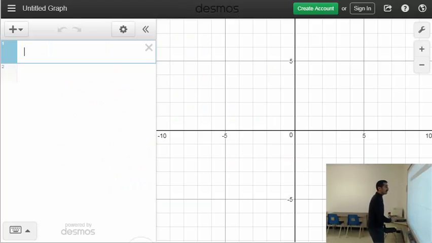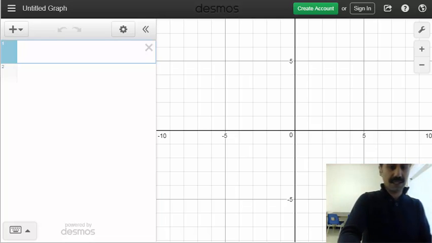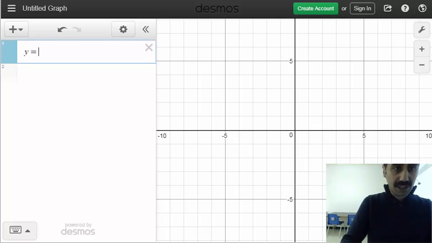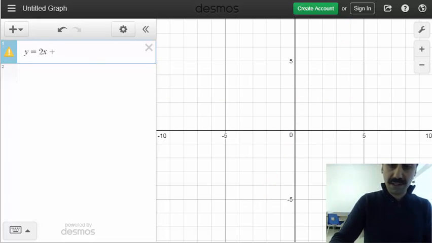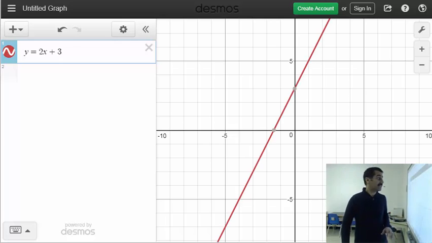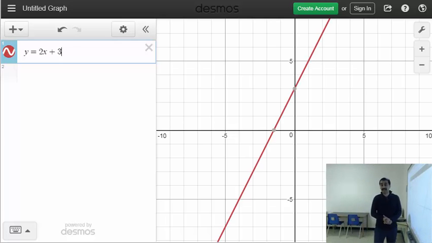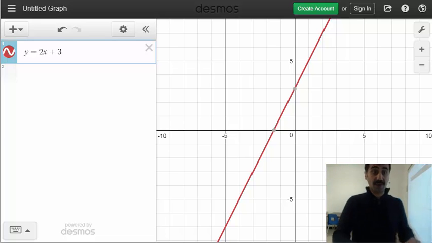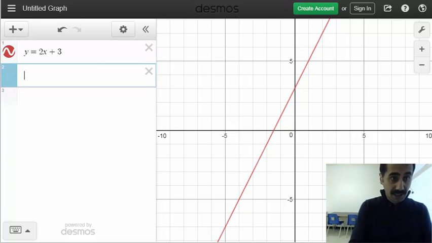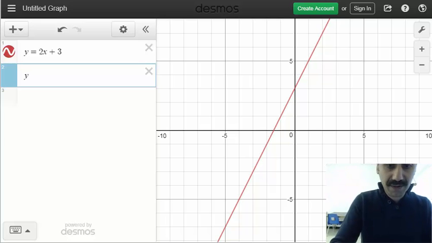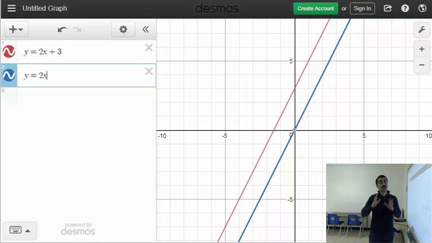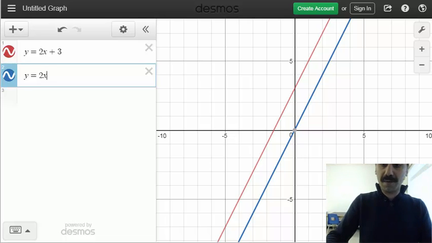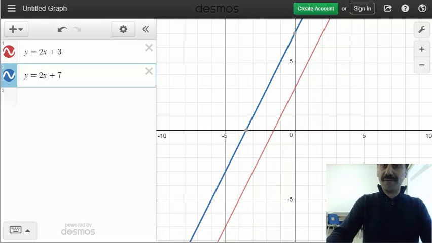So let's go to the graph calculator and write down an equation such as y equals 2x plus 3. This is a red line and I want to make a parallel line to that. Same slope means my other equation should have 2x. That's the only rule. So the rest, the b part, can be anything.